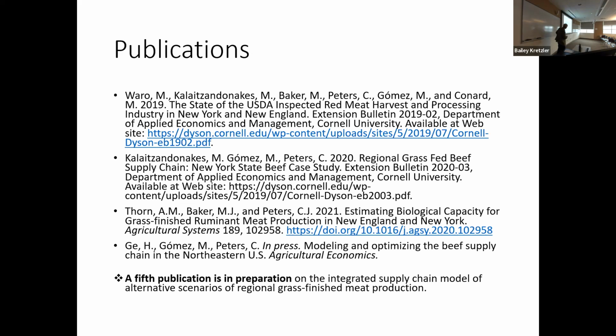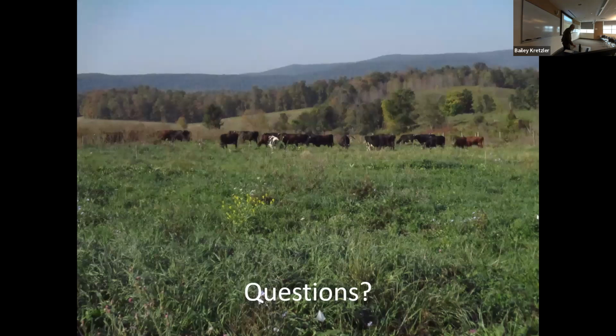And with that, if you're interested in some of the other published work, there's one extension bulletin and one research bulletin at Cornell on a case study of an actual supply chain in New York, information on the slaughter facility survey, and this is the citation for the work I presented today. We have some work in press on the optimization model for the beef supply chain, and then another publication in preparation. So it'll soon be wound up, and I'm looking for ways to continue to work. So thanks for listening, and it's time for questions.